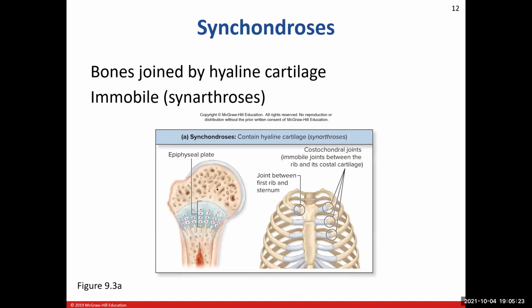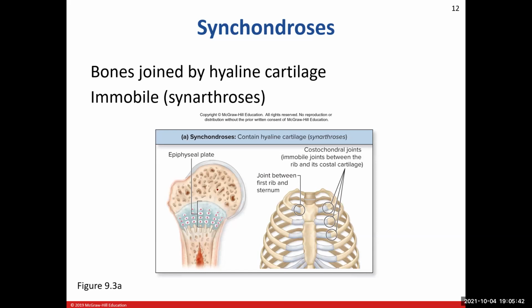The synchondroses are going to be in our epiphyseal growth plate. That's where hyaline cartilage is located in between the epiphysis and the diaphysis. That's actually considered a joint, but it should not be movable. So that's a synarthrosis.